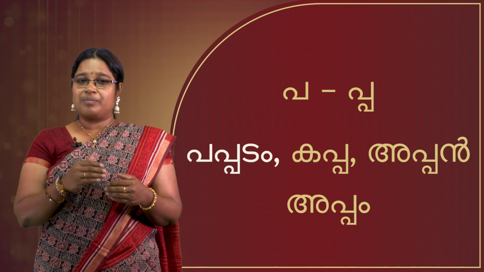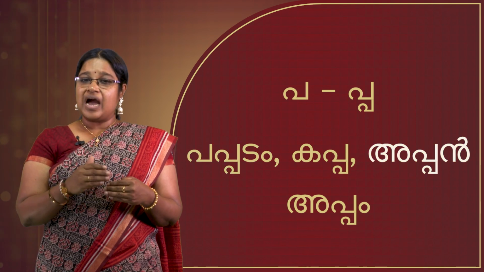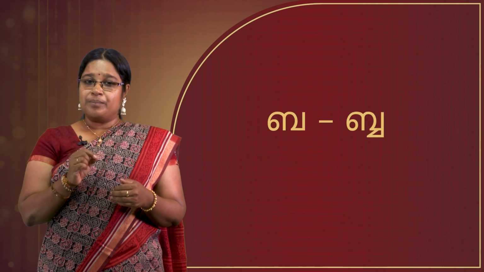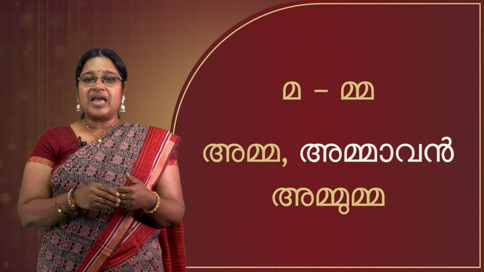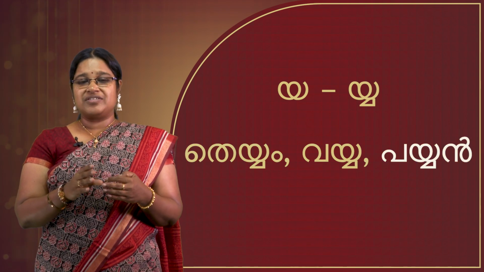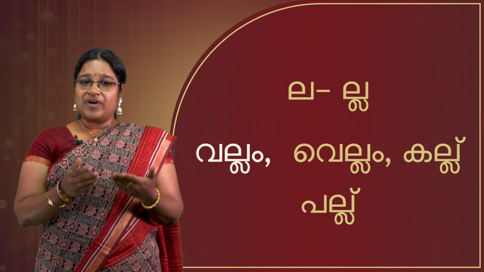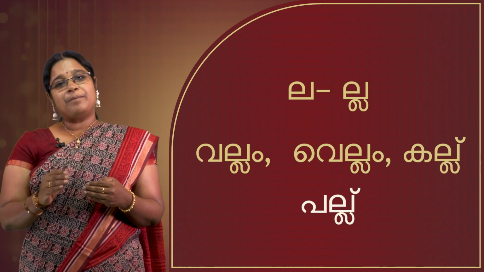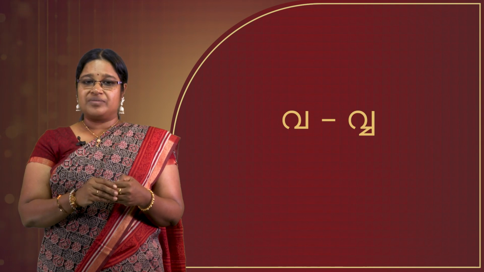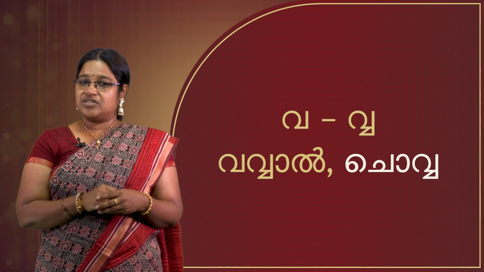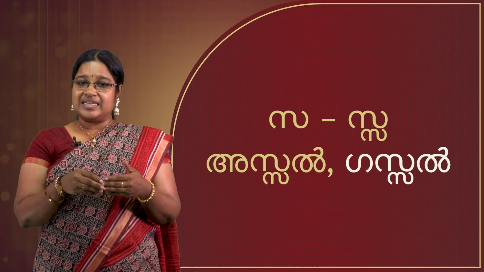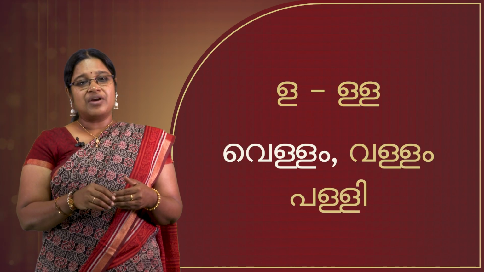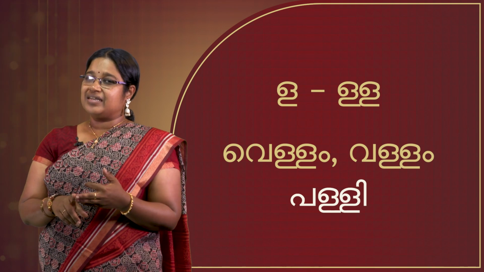Next one is pa. Pappadam, kappa, appan, appam are the example words. Next one is ba. Rubber is the example word for this. Next one is ma. Amma, ammavan, ammumma are the example words. For ya, teyyam, vayya, payyan, etc. Next one is la. Vallam, vellam, kalla, palla are the words. Next va. Vavval, chovva. Next one sha. Muttashi, muttashan are the words. Sa. Assal, gassal, etc. Next one is la. Vellam, vallam, palli are the example words.